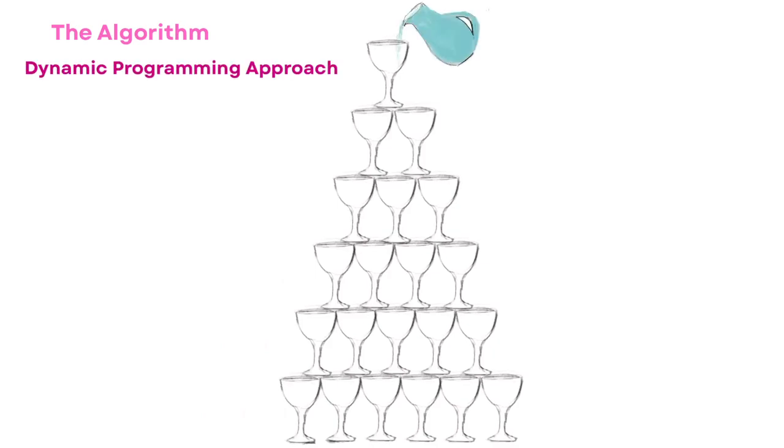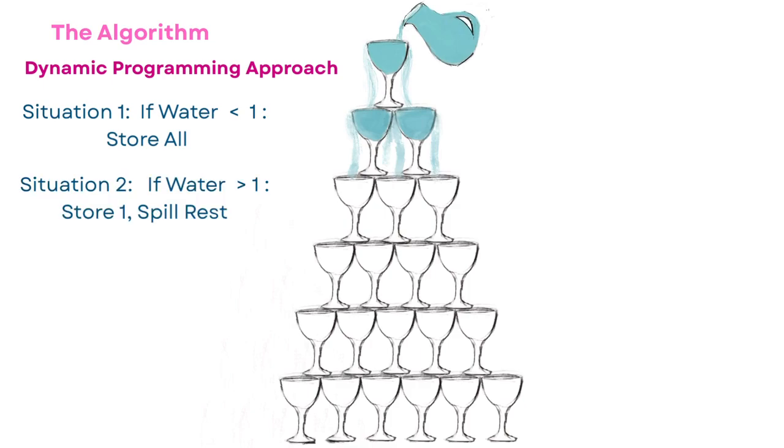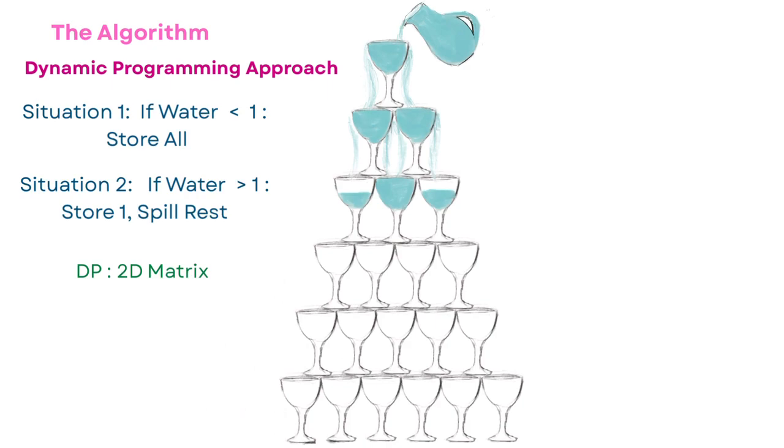Here is the algorithm in action. For every glass, we check, is the water greater than 1? If yes, we keep 1. Calculate the overflow and add it to the specific glasses in the next row: row I plus 1, column J, and column J plus 1.